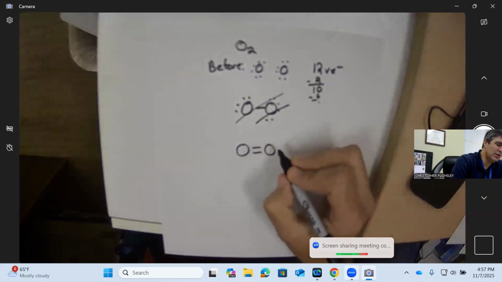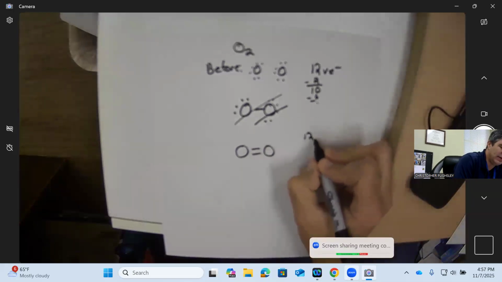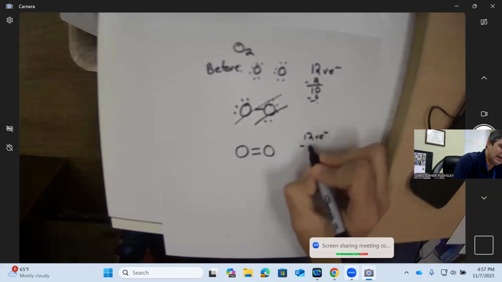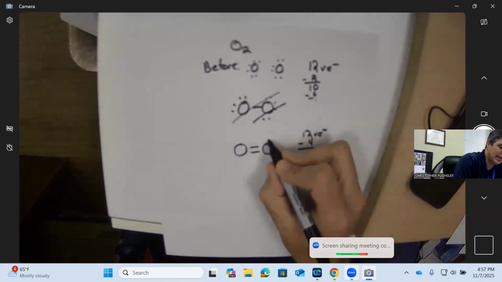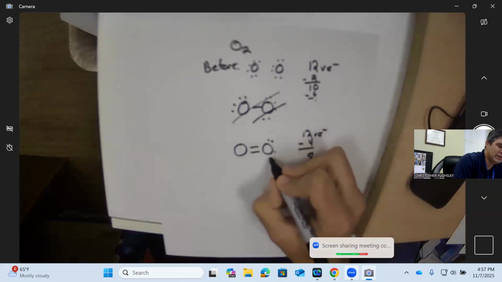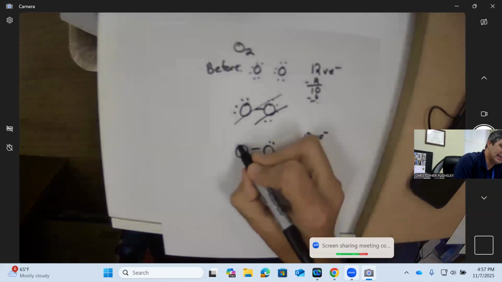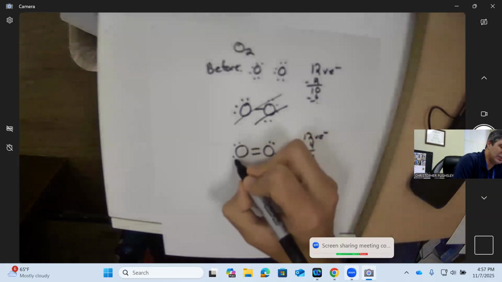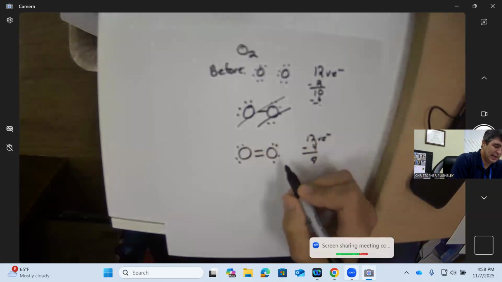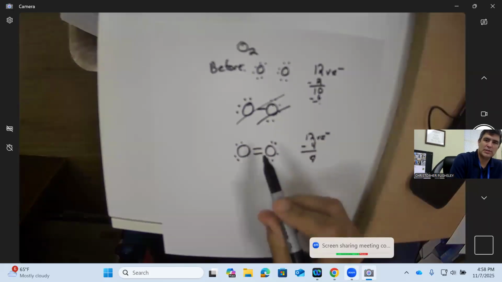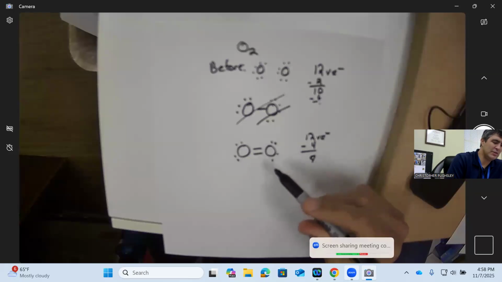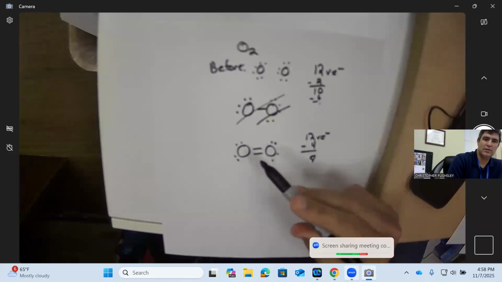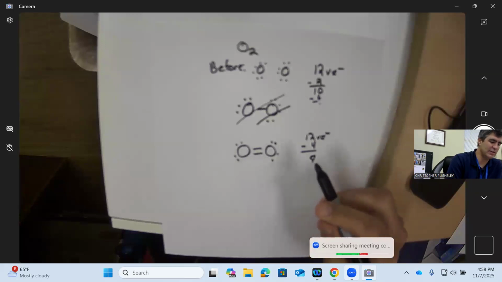When I do that, I have 12 valence electrons minus 4. That gives it 8. This side gets 2 lone pairs that are not shared, and this side gets 2 lone pairs that are not shared. And that gives it 8, and this would work. So this is the structure of O2, that oxygen that we so desperately need, and it's a covalent bond. It shares those valence electrons.